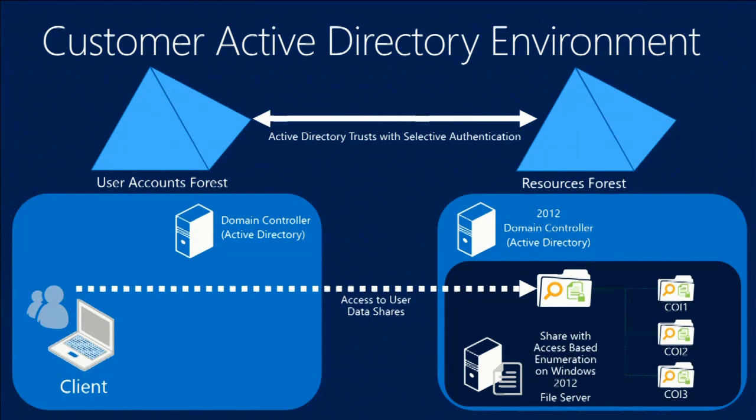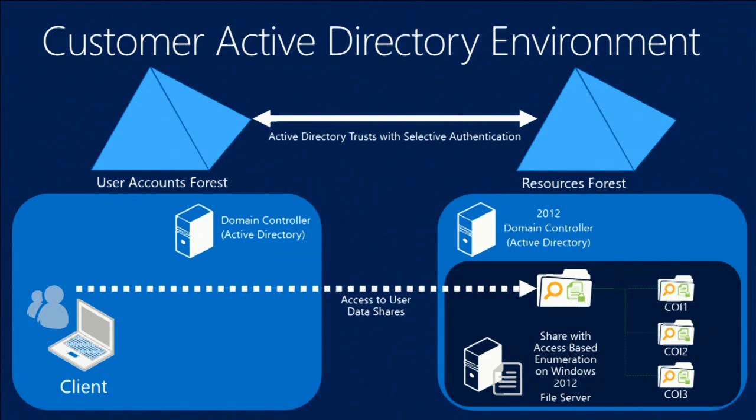On the right side is the resource forest where all the file servers exist. So there's a file server here with access-based enumeration, a Windows Server 2012 file server, and also a 2012 domain controller. Often at these events I get questions about what about the accounts forest? Does it have to have 2012? For our particular deployment, it did not, because we're still using Active Directory groups, and we're not using claims. If you use claims, then the accounts forest would have to have the 2012 domain controller. Are there any questions about this customer environment?